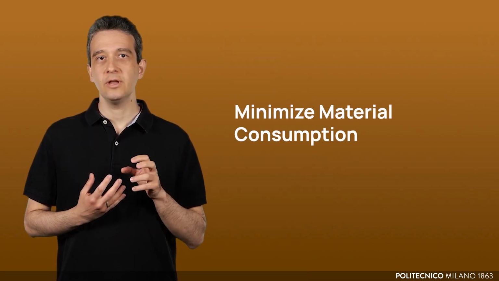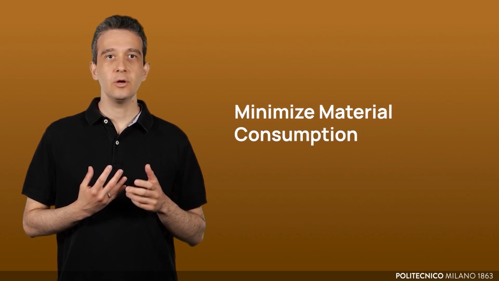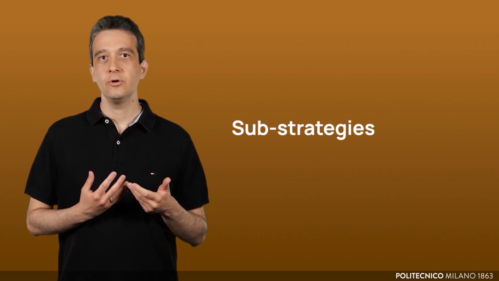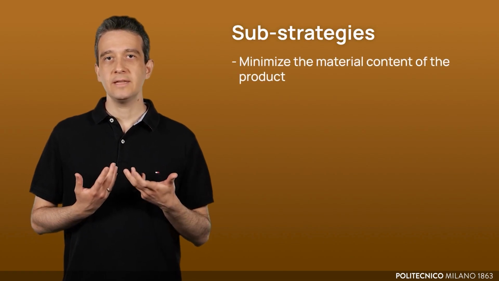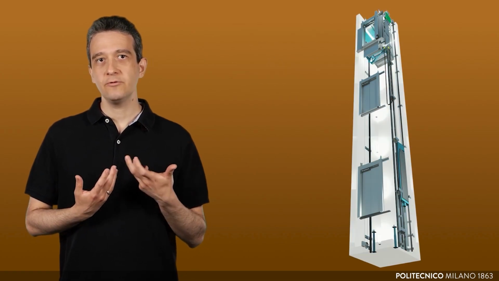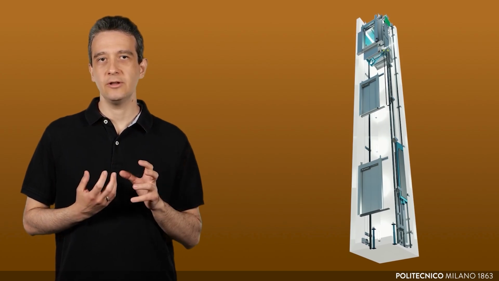The first strategy consists in minimizing material consumption at all stages of the product's life cycle. To achieve this, we can use several sub-strategies. First of all, we can minimize the material content of the product as Kone did in the 1990s, when they created the first compact elevator without a machine room, which revolutionized the entire sector.